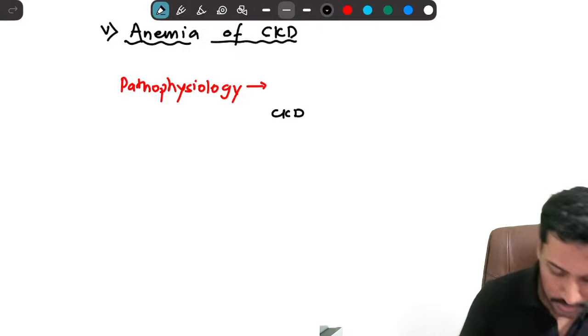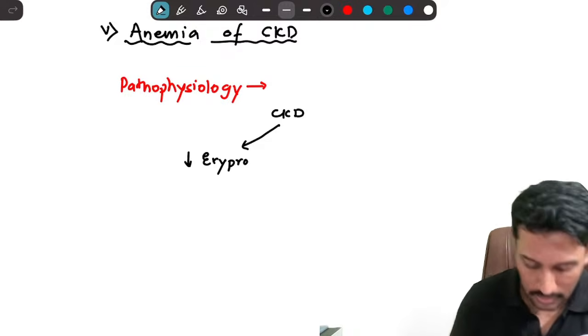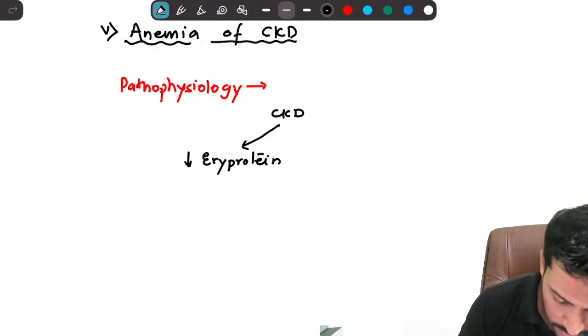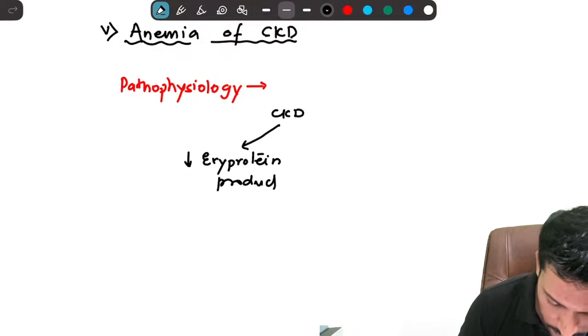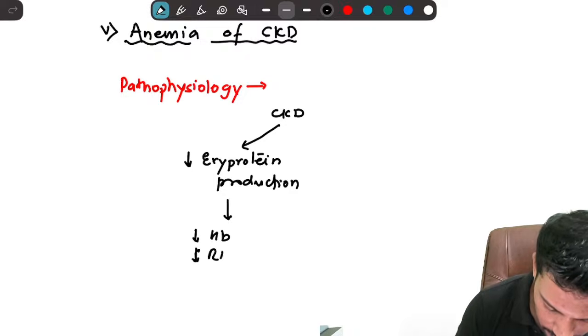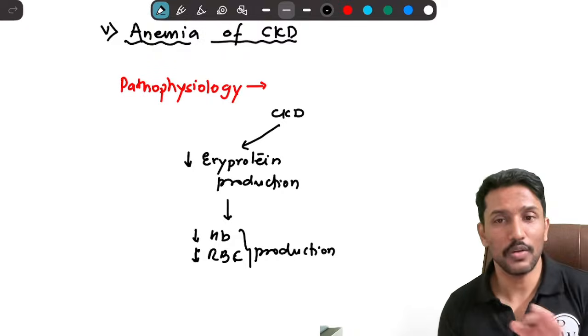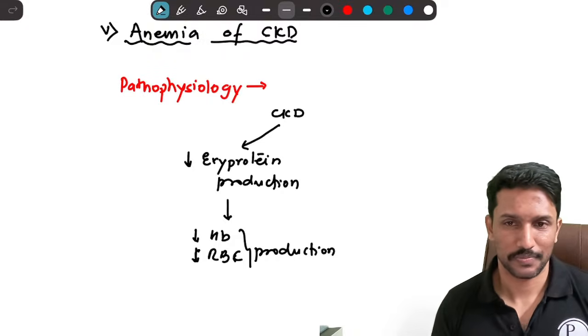Impaired erythropoietin production, and this is the main mechanism. So if any teacher asks you in viva or OSCE why you get anemia in CKD, just tell one important reason: it's going to be decreased erythropoietin production. And once there is decreased erythropoietin production, there will be decreased hemoglobin and decreased RBC production. And this anemia is supposed to be normocytic normochromic.